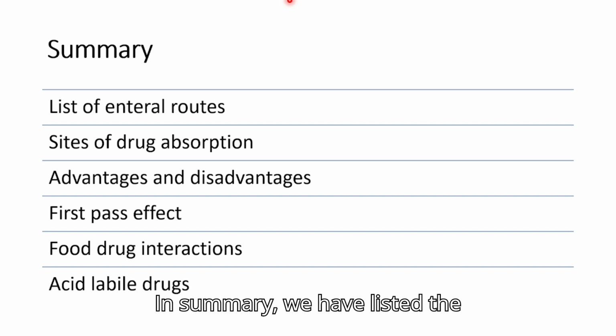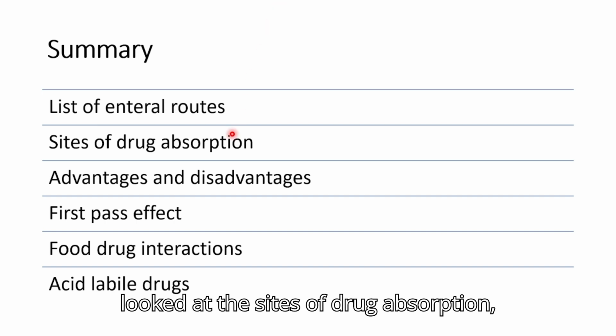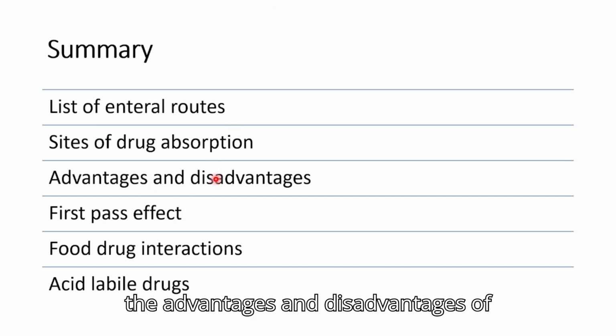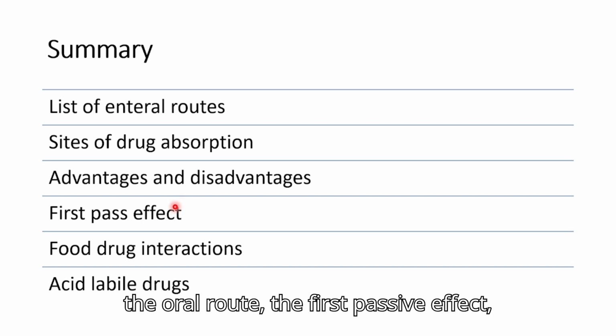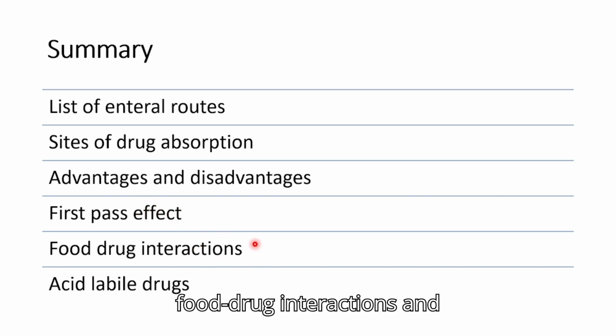In summary, we have listed the enteral routes. We have looked at the sites of drug absorption, the advantages and disadvantages of the oral route, the first pass effect, food-drug interactions, and acid labile drugs. So this is the end of the lecture.